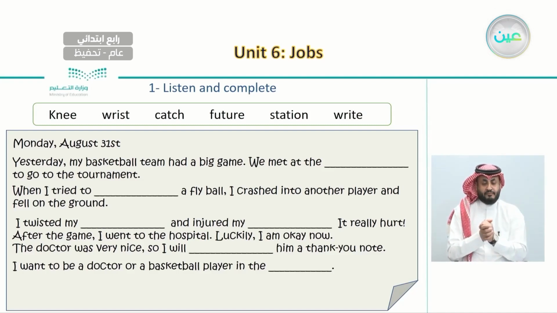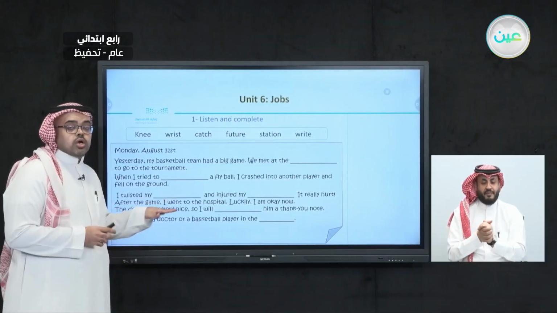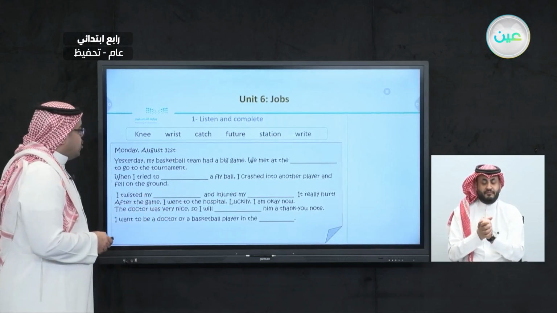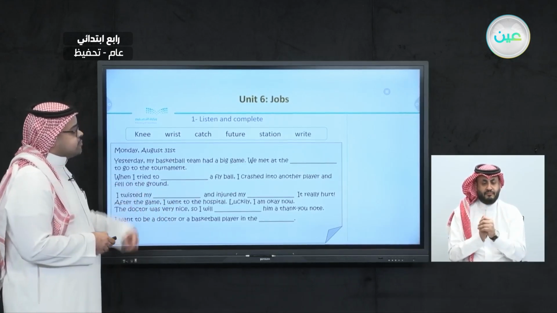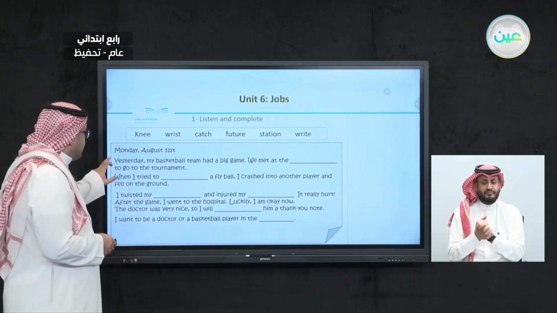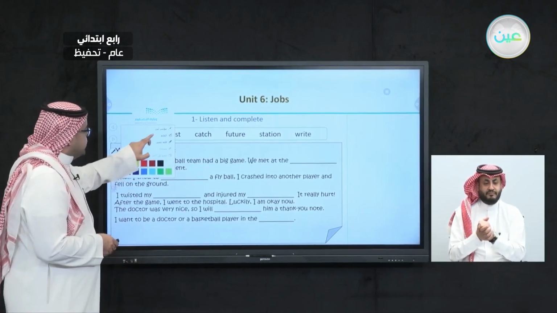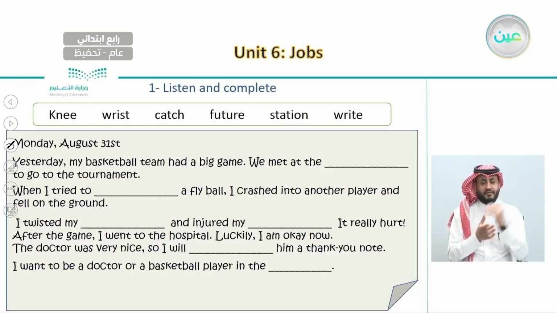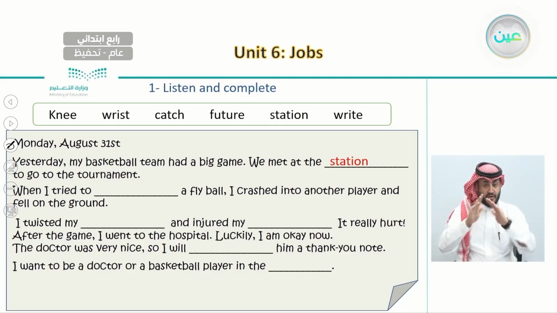So, now I am very sure that you know what the words are that we should write in these blanks. So, let's start. Now, on the first blank we have here, what do you think the word is? So it says here, yesterday my basketball team had a big game. We met at, what do you think the word is? Which one would we say? Of course, we would say we met at the station.